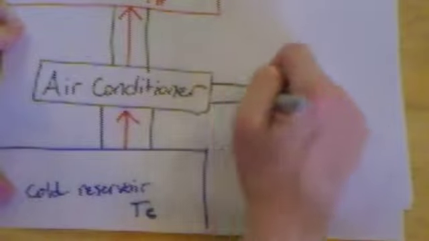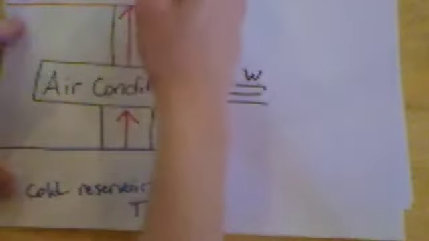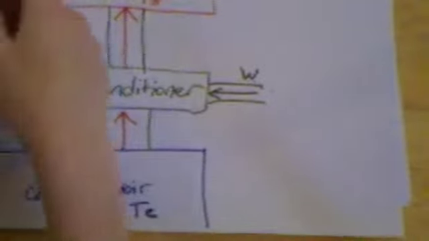But heat can't just flow freely, so we know that work has to be present to make the heat flow. And, well, you can consider the cold reservoir is inside of your house, and the hot reservoir is outside of your house.